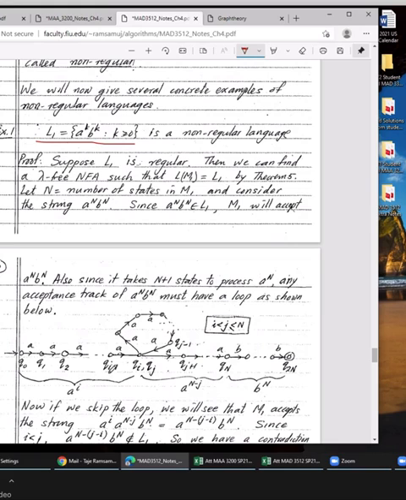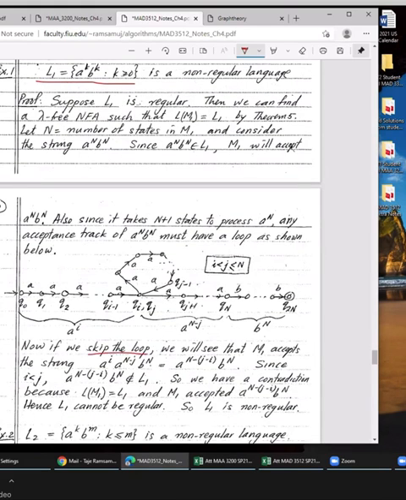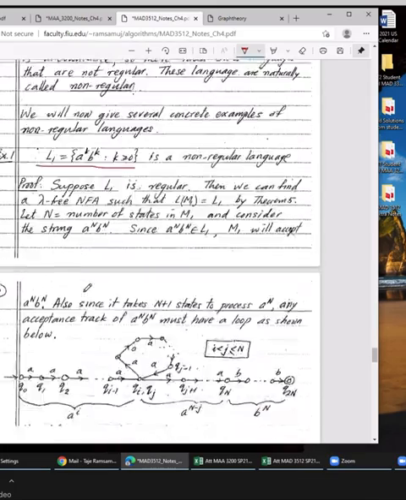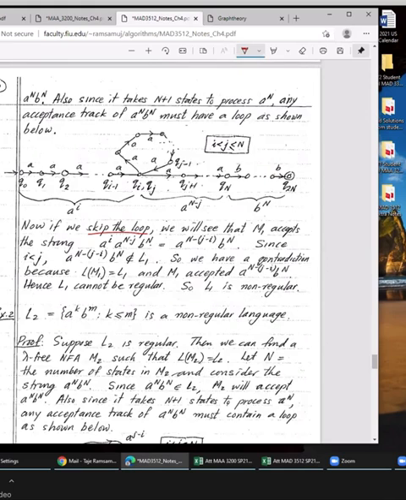So I won't go through the whole proof. But here we said, hey, you know what? I skipped the loop, right? So we must have a loop as shown below, and then we skip the loop. So I underline that. You skipped the loop. Now what happened? We got a contradiction, right? Because we got something that was accepted, what was not supposed to be accepted.